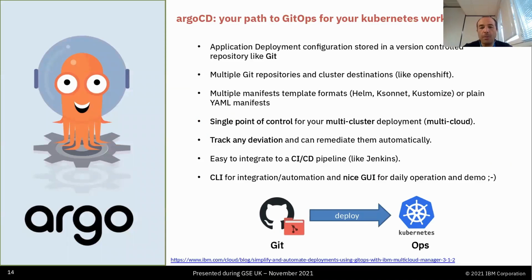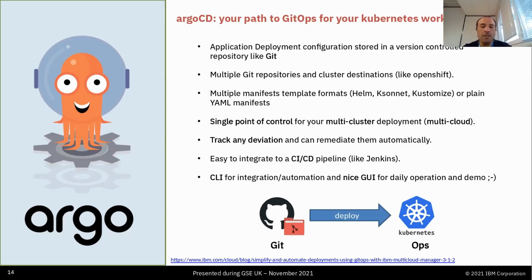The Argo CD environment is now available within the Red Hat OpenShift cluster. It's an operator that you can install. It's a kind of single point of control for multi-cluster environments. We've seen that it can track any deviation and remediate it automatically. And it's quite easy to integrate into a CI/CD pipeline. So if you're using Jenkins, for instance, for all the build process, that's also something you could use with your Argo CD.